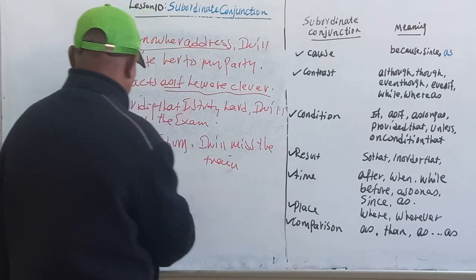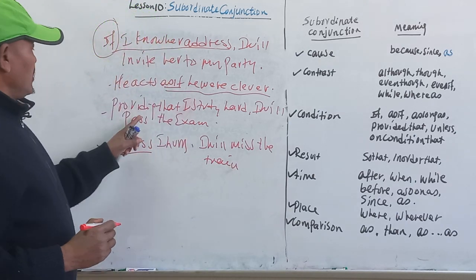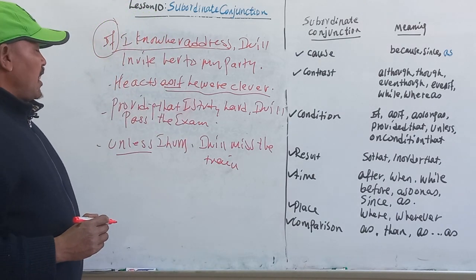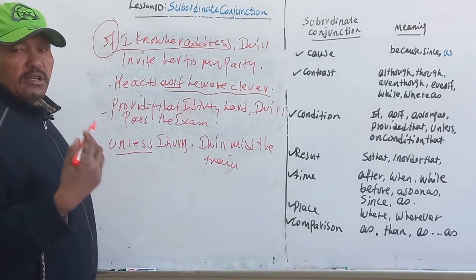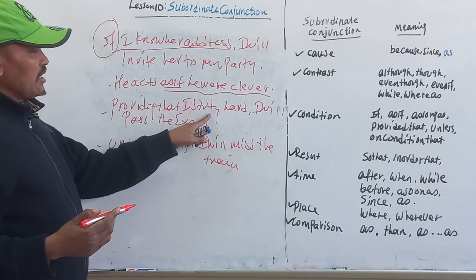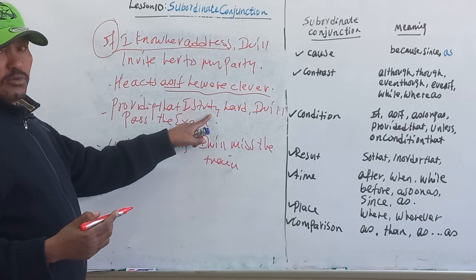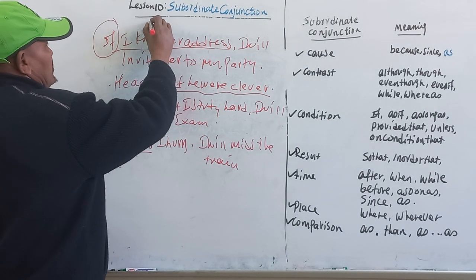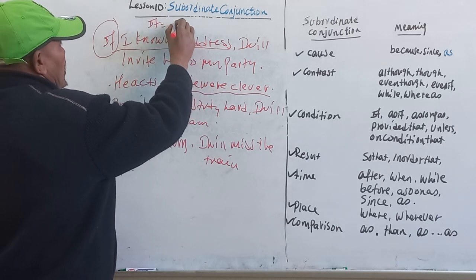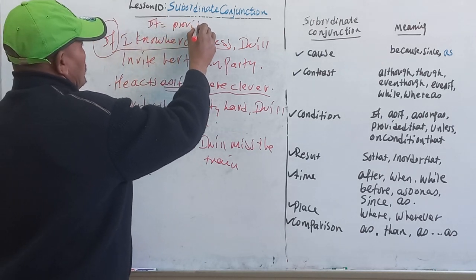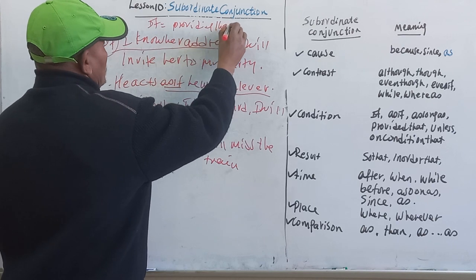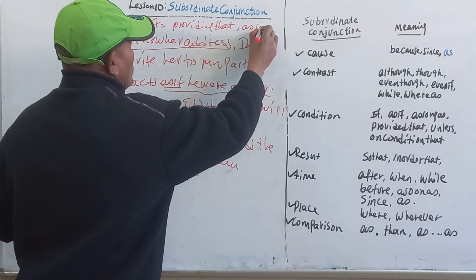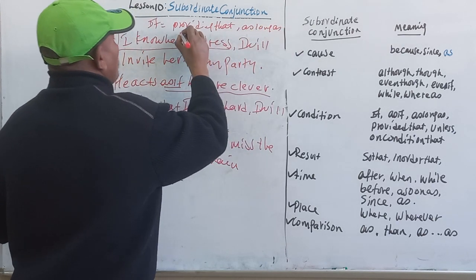These are examples. Unless is a condition, yes. Providing that I study hard, I'll pass the exam. Providing that is a dependent clause; providing that means if. If has a similar meaning with providing that. What else could it be? As long as, or provided that.